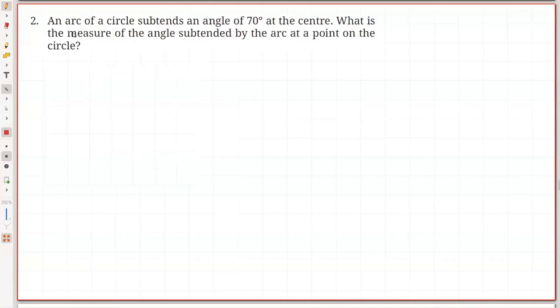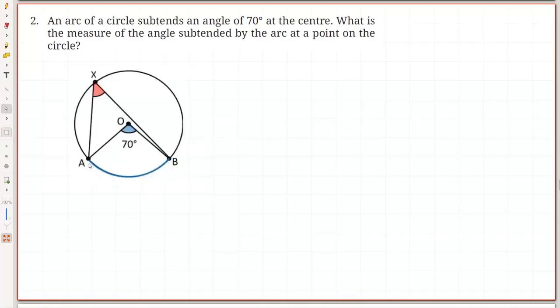What is the measure of the angle subtended by an arc at a point on the remaining part of the circle? Now the diagram is this. Here, angle AOB is 70°. The angle subtended by an arc at the center is given as 70°. So they are asking what is angle AXB. Given angle AOB is equal to 70°.